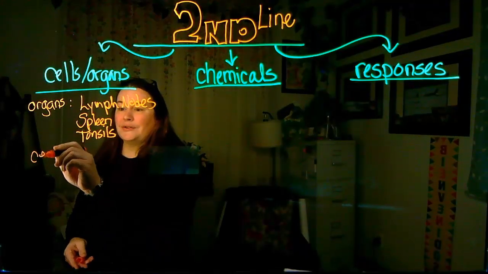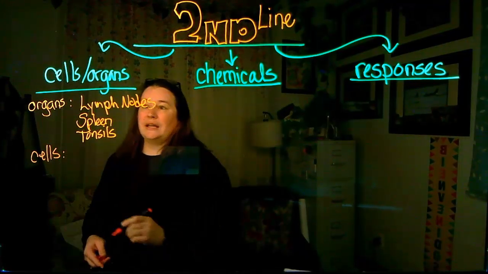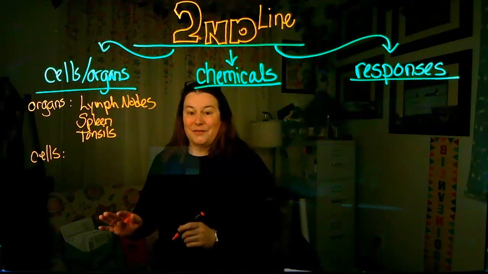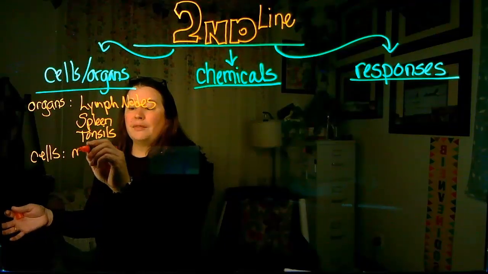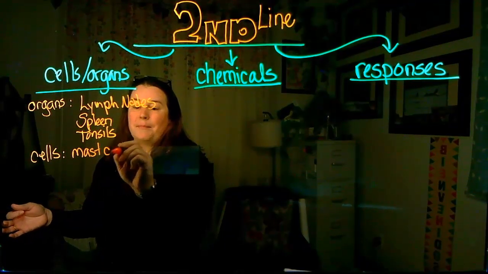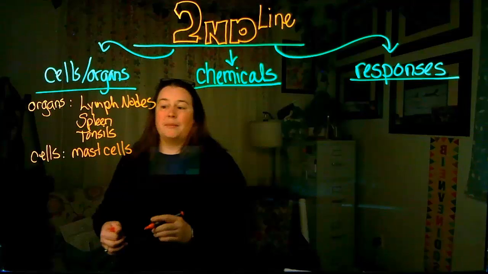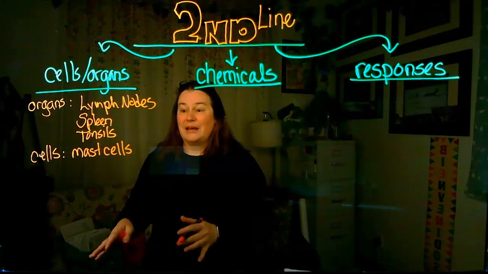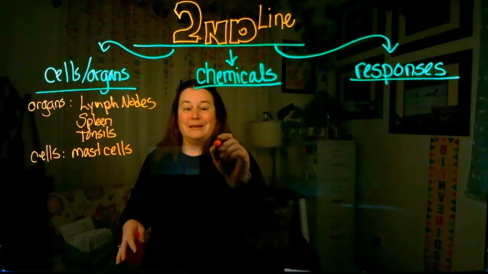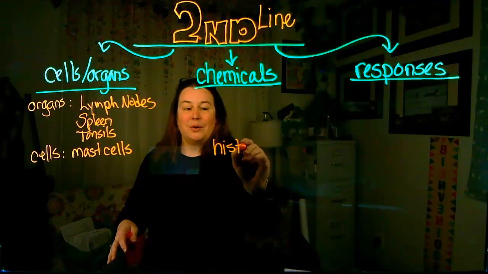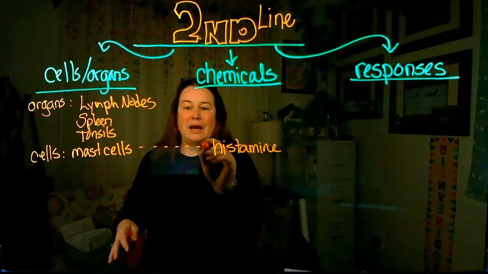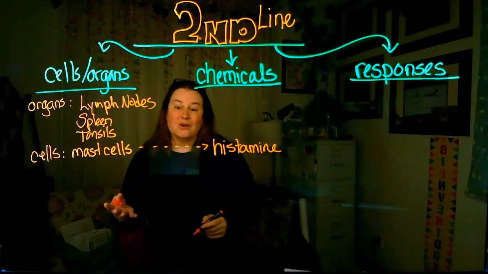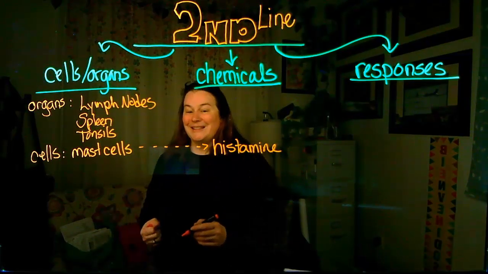Okay, now cells. What are the cells that we're going to see that are key players to the second line of defense? There are cells embedded across the body that are called mast cells. And mast cells play an important role in the release of a chemical. That chemical is histamine. So I'm just going to throw histamine over here, kind of in the same line as the mast cells, because the mast cells are the things that release that histamine chemical.